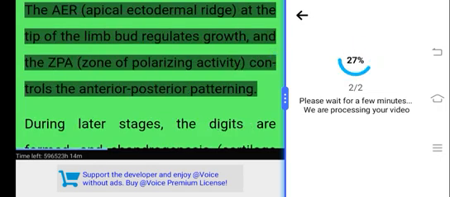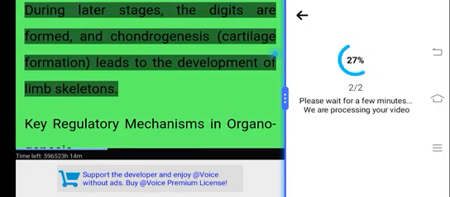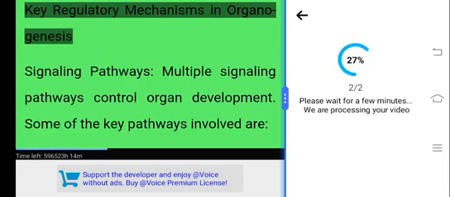The apical ectodermal ridge at the tip of the limb bud regulates growth, and the ZPA, zone of polarizing activity, controls the anterior-posterior patterning. During later stages, the digits are formed, and chondrogenesis, cartilage formation, leads to the development of limb skeletons. Key regulatory mechanisms in organogenesis.